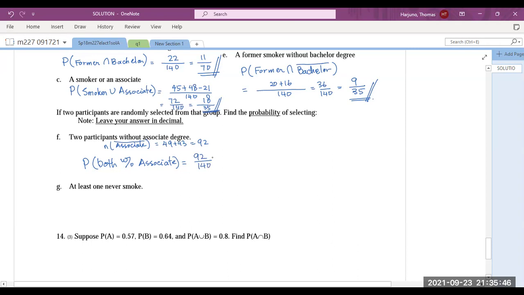Now, after you get this first person, what is the probability the second person is also without associate degree? 91 over 139. That's correct. Then from here, you use your calculator. When you use your calculator, do it this way. You multiply across first. I want to show you how to do that. Give me a second.